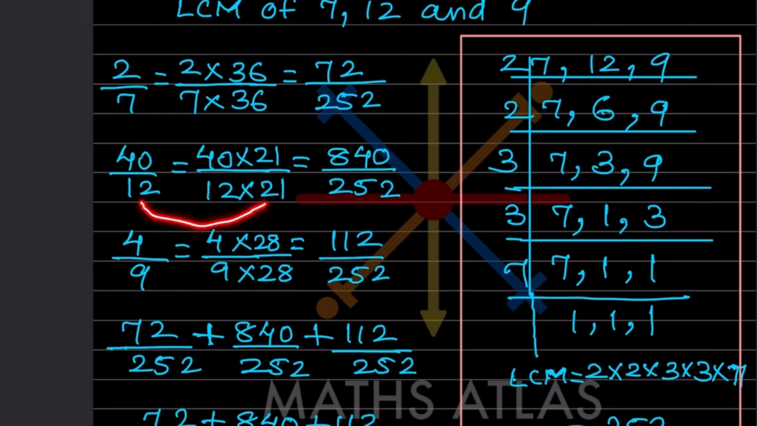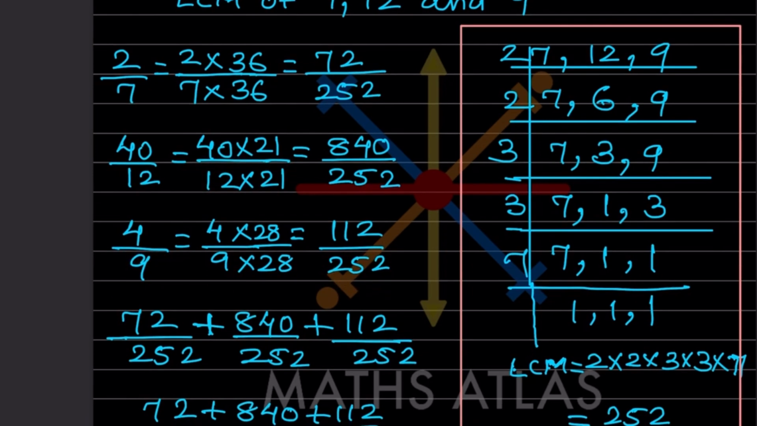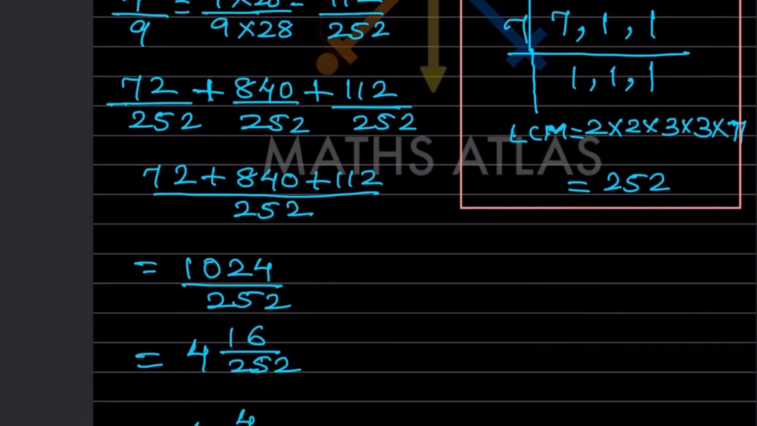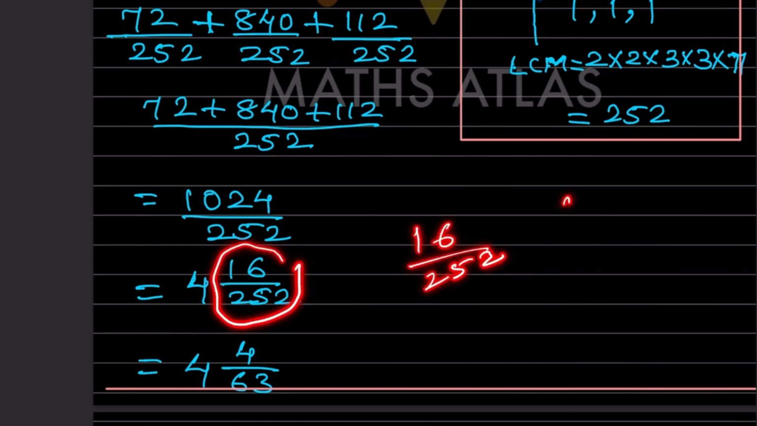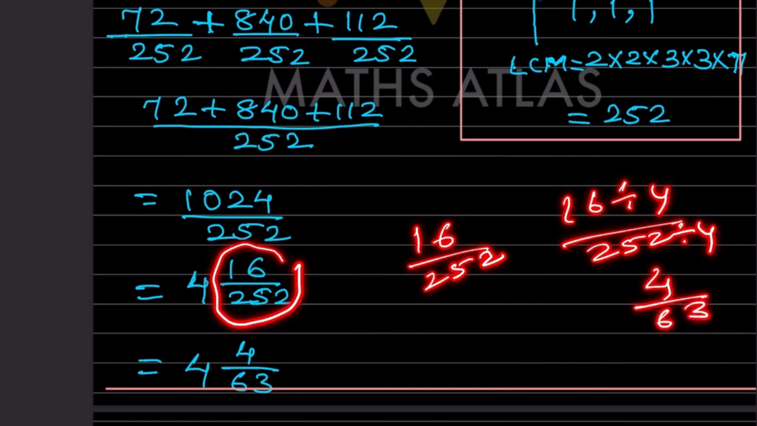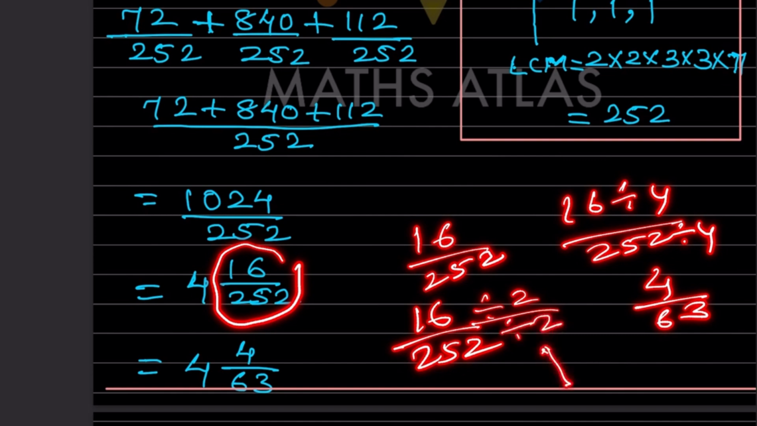Again for this one, 12 multiplied by 21 is 252. 9 multiplied by 28 is 252. Add all this, and you get the final answer. See again here what you can see, 16 by 252 can be further simplified. 16 divided by 4, 252 divided by 4, so that is 4 by 63. If you don't know, you can just go for the smaller number. Try with 2 first, and again you have to simplify further, but that will be a long step.